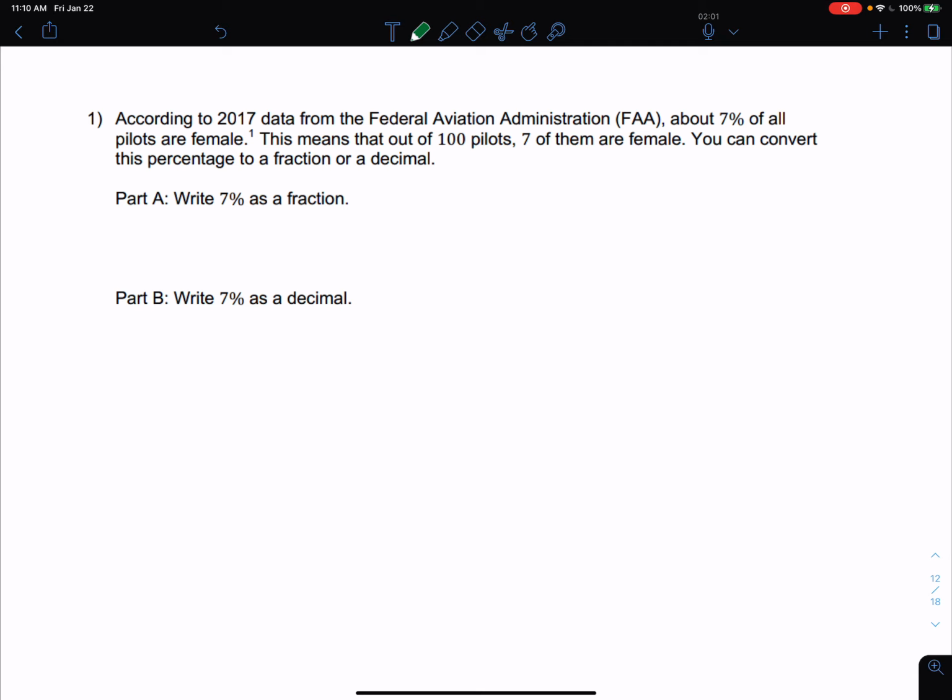So if we look at Part A, it says write 7% as a fraction. So I'll take that 7 from the 7%, so whatever's in front of the percent sign, and put it over 100. Because remember that 7% means 7 per 100. That's how we get our fraction.